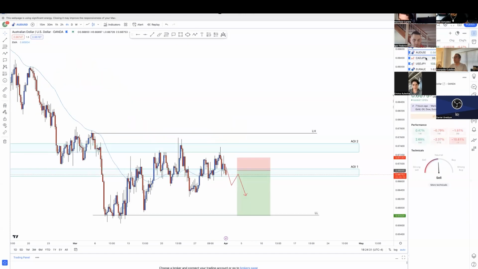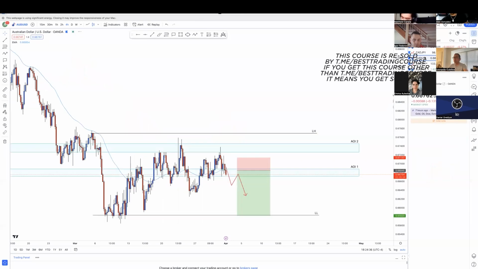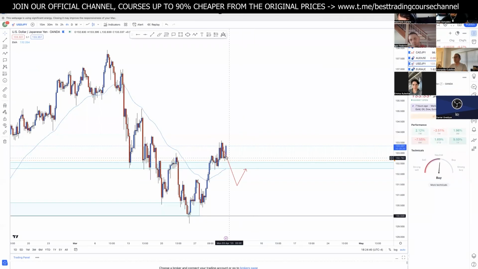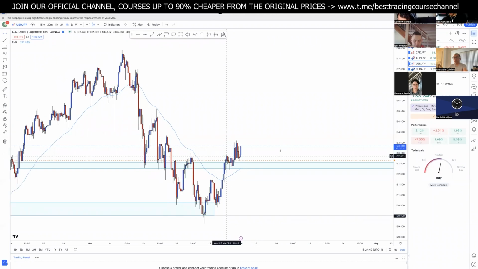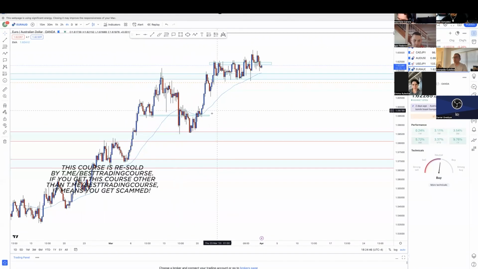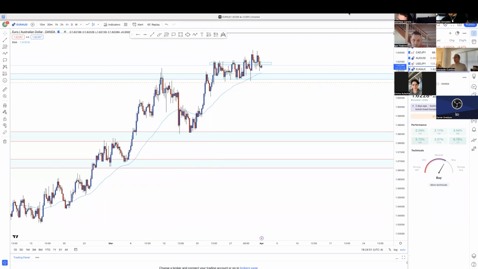If I were to organize it based off of the order, I would have CAD JPY as my second, AUD USD as my third, USD JPY as my fourth, and then Euro AUD as my last one, just to entertain it if we have a high risk trade. So that is the pairs for the week.